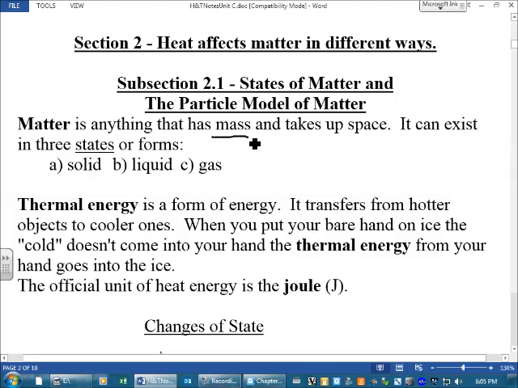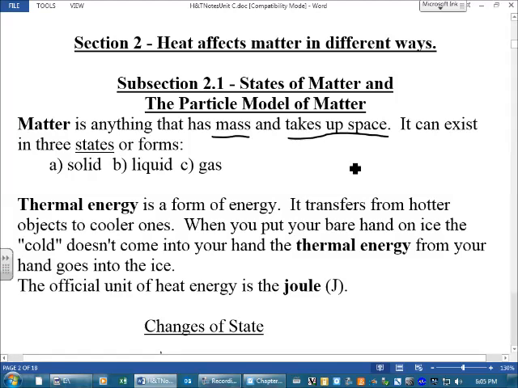If it has mass, right, and we can weigh it, we can actually measure that. And it also takes up space, that means it takes up some room, right? We call that volume. How much room something takes up is called volume. So if it has mass, it's probably going to take up some room. It's matter. And basically matter is everything around us, right?